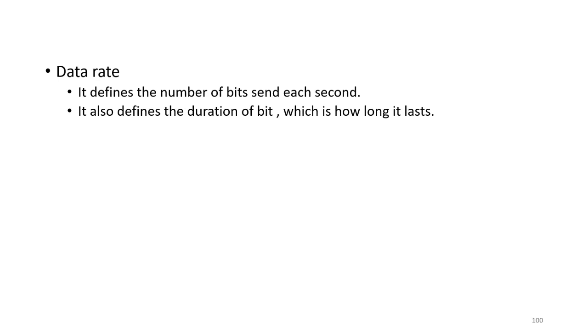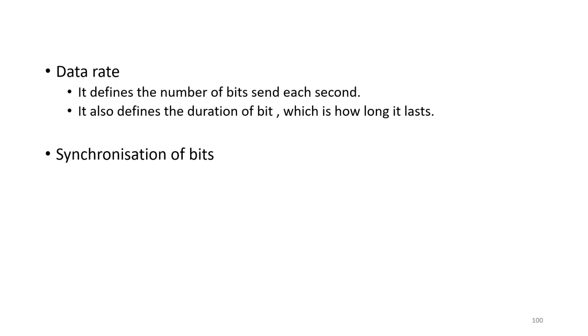Next one is the data rate, which is also known as transmission rate. It defines the number of bits sent each second. It also defines the duration of bit, for how much time that bit lasts.